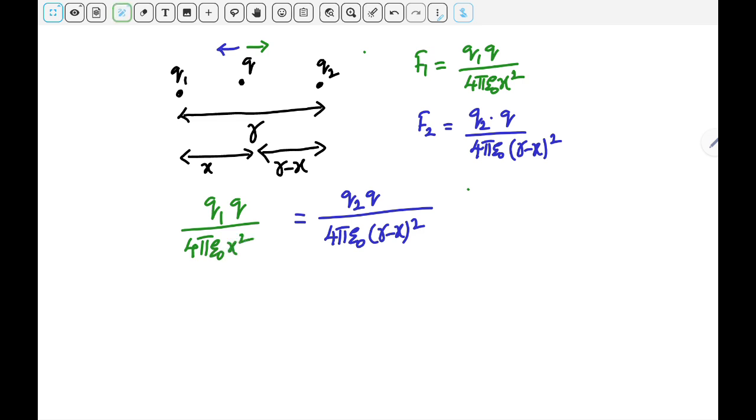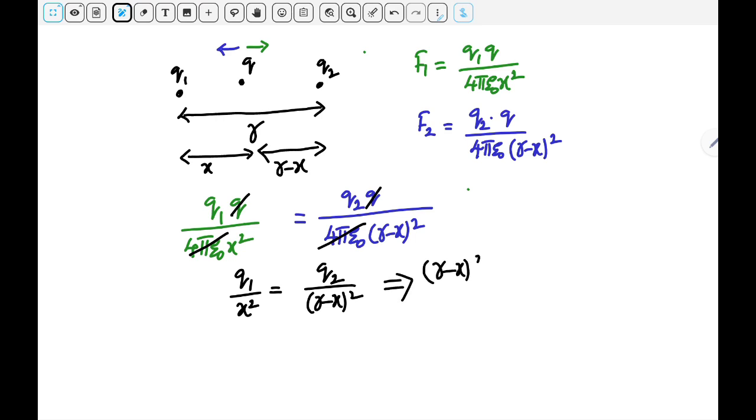Cancelling the corresponding terms here. So q and q cancel out, 4 pi epsilon naught and 4 pi epsilon naught cancel out. Therefore, the equation becomes q1 by x square is equal to q2 by r minus x whole square. Okay, sending the distance terms to one side and the charges to the other side, this equation is converted like this: r minus x whole square by x square is equal to q2 by q1.